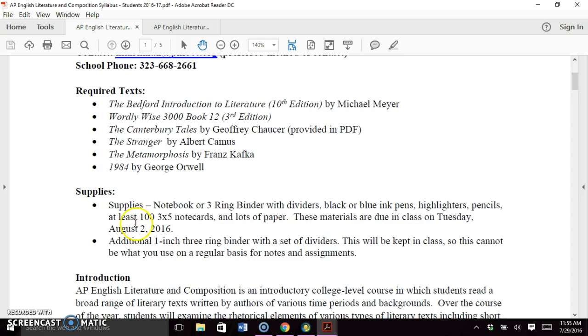Okay, supplies were in the original email. You need to have them in class by Tuesday, and that's everything. Okay, including the note cards. We're going to start using those pretty quickly. And you also need that 3-ring binder with a set of dividers, and we're going to start getting that set up and prepared to go as well.